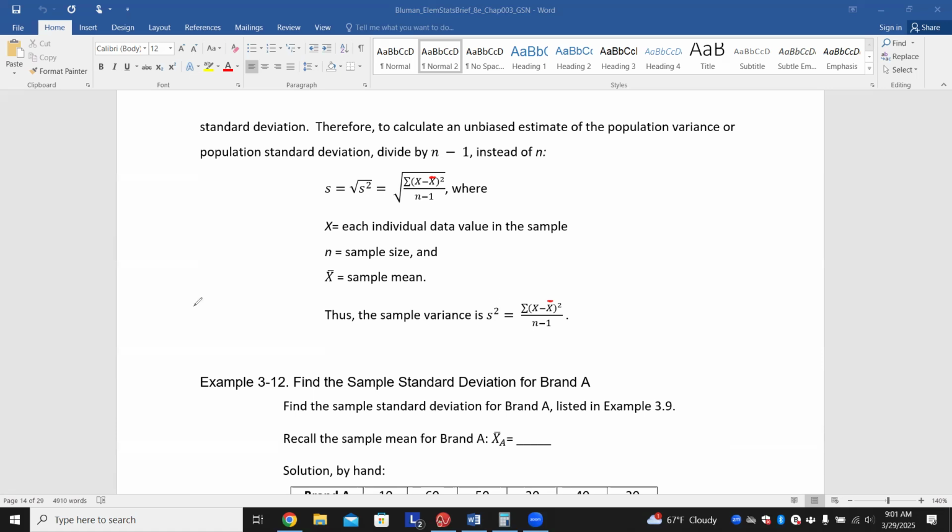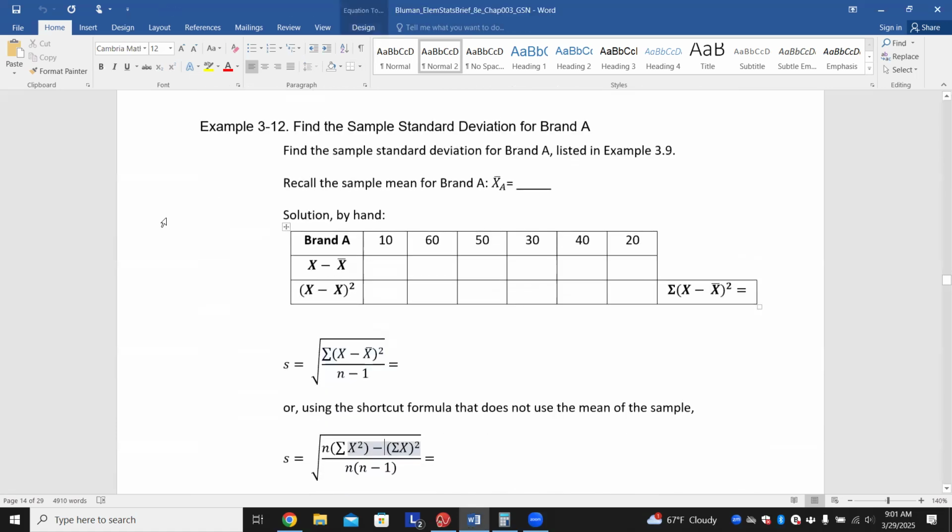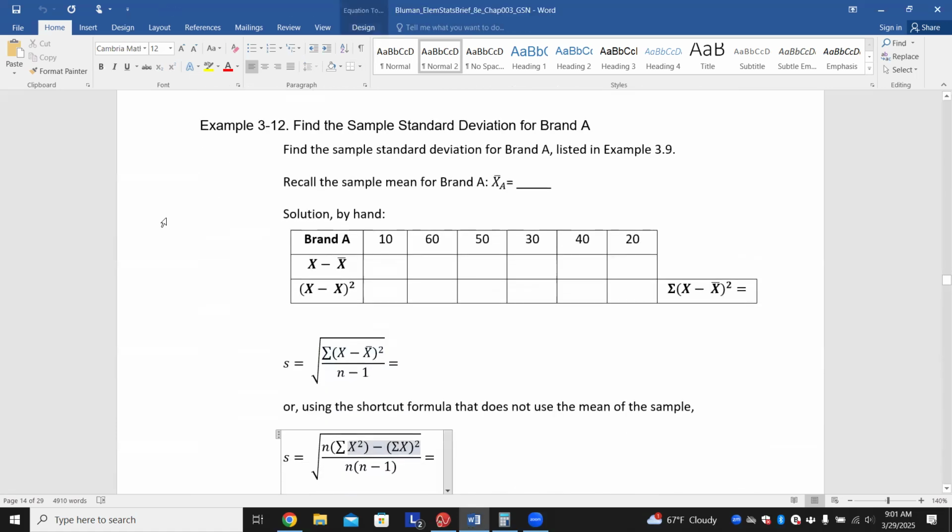All right. So that's a lot of talking. So let's actually do some calculating. Let me give you an example. In example 12 here, we're going to find the sample standard deviation for brand A of the paint, listed in example 9. Recall the sample mean for brand A, I'll pull this back up for y'all, was 35, right? So to calculate all this, we need to do each value minus 35. So let's do that.